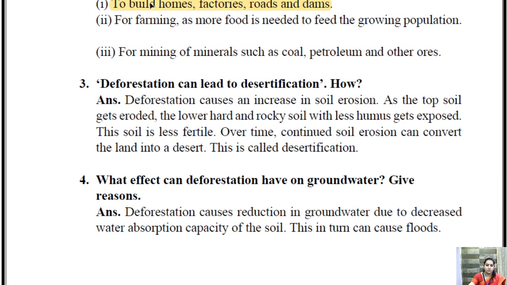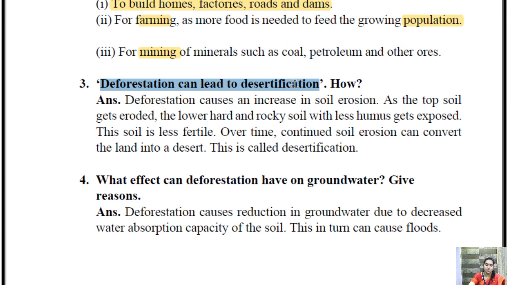So first we have to build homes, factories, roads and dams, then we have farming, and then mining. So for these three basic purposes, और इन सब का होल सोल रीजन है ग्रोथ इन पॉपुलेशन. सबका, चाहे आप ये देख लो, चाहे ये देख लो, चाहे ये देख लो, सबका एक ही रीजन है, वो है पॉपुलेशन. Okay, now moving ahead with question number 3.